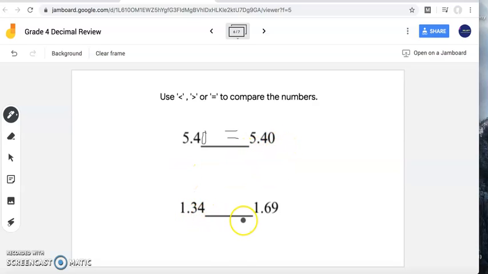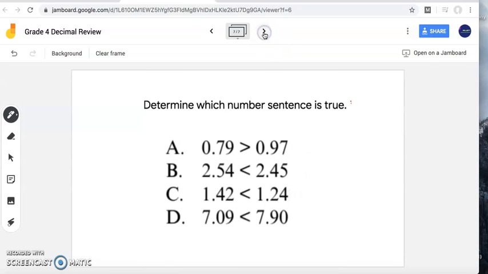Now here, we're going to do the same thing, work our way from left to right. The digit in my ones place is a 1. Then I'm going to move to my tenths. I see here that it's 3 and here it's 6. 3 is less than 6, therefore 1 and 34/100ths is less than 1 and 69/100ths.